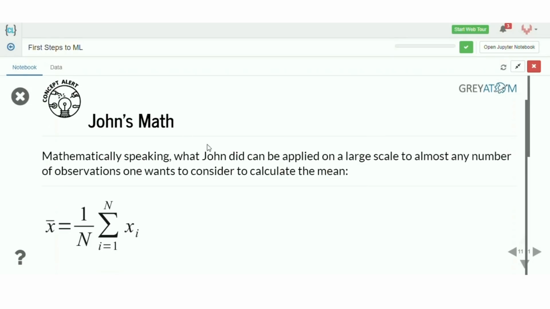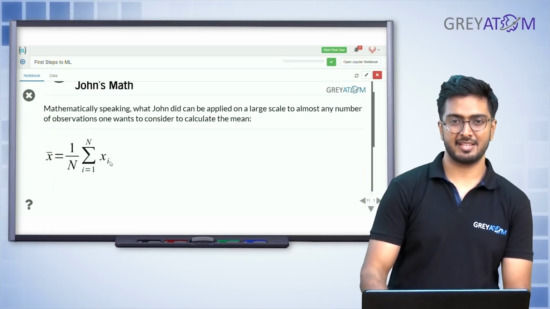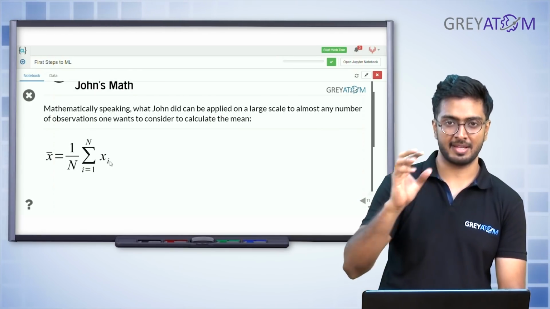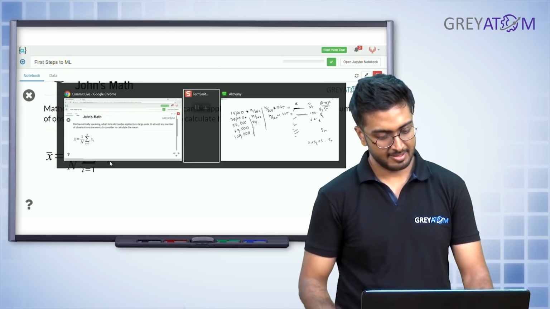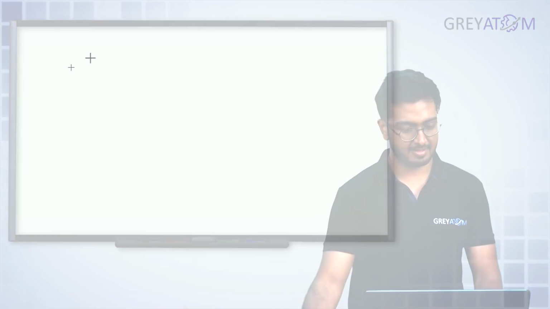So mathematically speaking, what John did was apply, on a large scale, to almost any number of observations one wants to consider, the calculation of the mean. So the mean is nothing but 1 by n, summation i equals 1 to n, x_i. So x_i are basically the observations, which start from x1, x2, x3 all the way to xn, right? So let's understand that. Your observations are x1, x2, x3, x4, and so on all the way till xn, right? So there are n observations, right?